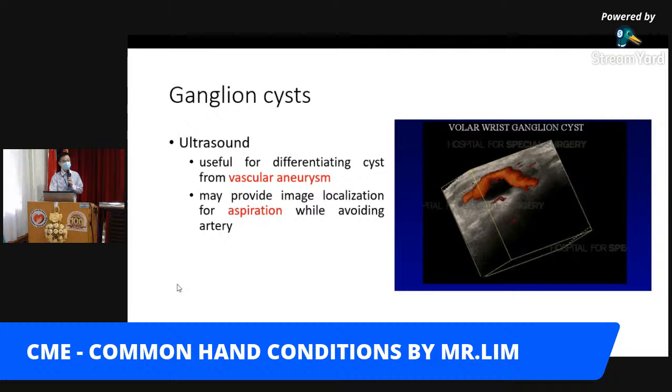Of course, we can order an ultrasound. Our dear colleagues will help. Sometimes you need their help to determine whether there are some arteries involved, especially with the volar ones. Volar, we must be very careful. In this particular case, the artery is like hugging the ganglion cyst. So it will be very, very dangerous for us to do aspiration for this kind of ganglion cyst.